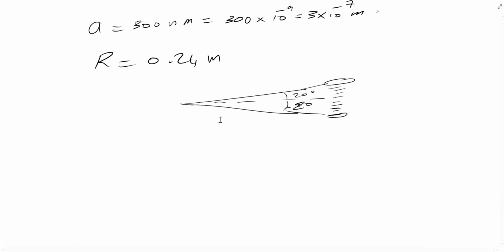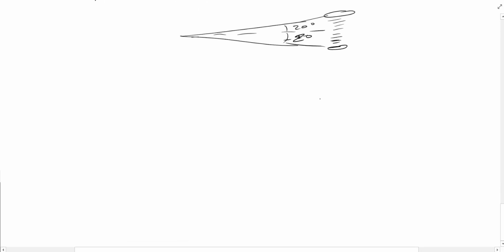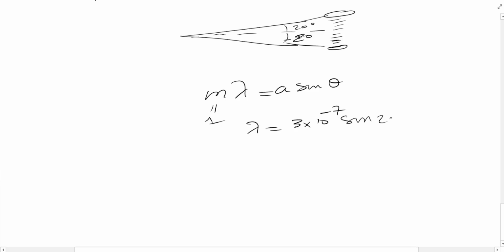Okay, so we need to find lambda. Once we find lambda, we find p, and once we find p, we can find what the velocity is. So basically, find lambda using the expression for diffraction: m lambda is equal to a sine theta, except that m is equal to 1, because this is the first occurrence of this dark fringe, if you're doing a single slit experiment. So lambda is going to be a, and a is given to be 3 times 10 to the negative 7 times the sine of 20 degrees. Once we have that, we have lambda.